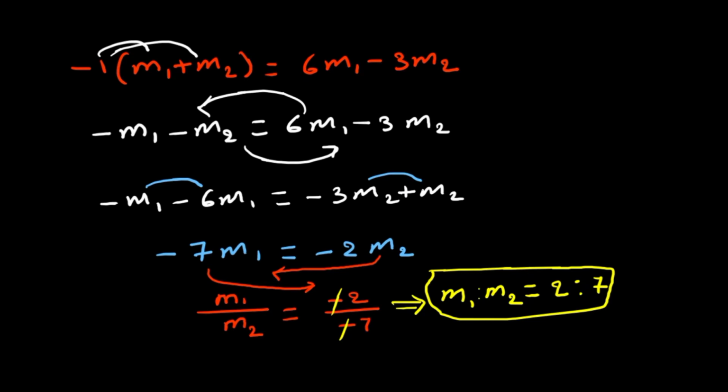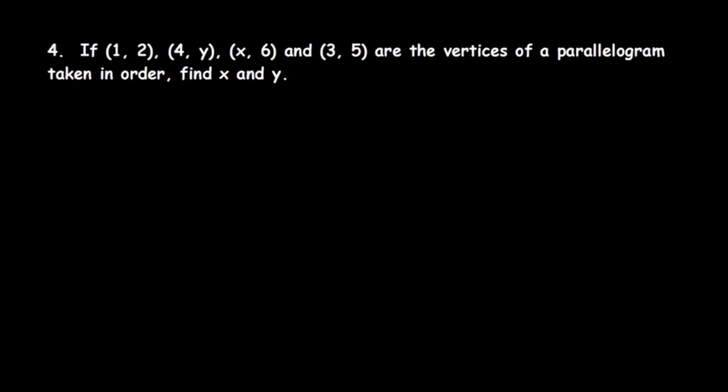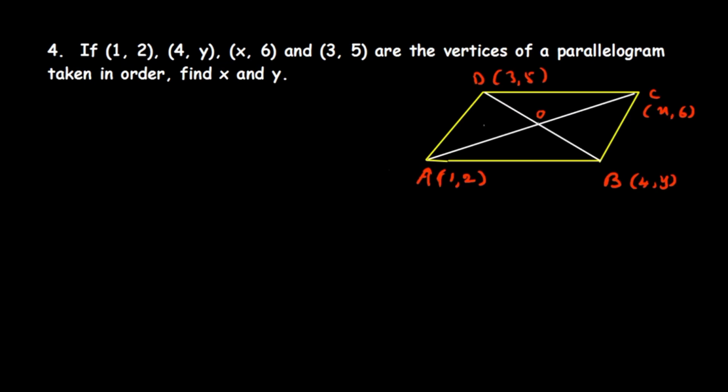So here is the next question. The 4 vertices of a parallelogram are given, and we have to find x and y. In a parallelogram, the diagonals bisect each other. First we check the figure. Yes, this is the figure belonging to the given question. The 4 vertices A (1, 2), B (4, y), C (x, 6) and D (3, 5) are taken, and the diagonals bisect each other.